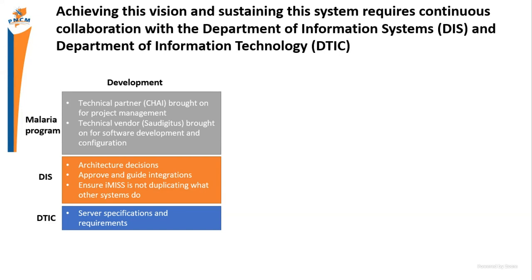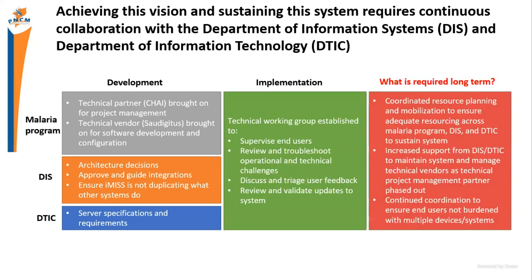In terms of development, at the malaria program with the technical partners, we have two technical partners, CHAI and South Digital. They developed all these forms and software that I presented. The Department of Information System approves architecture decisions, guides integrations, and ensures IMIS is not duplicating what other systems do. DTIC works specifically on server specifications and requirements. In terms of implementation, we established technical working groups to supervise the end users, review and troubleshoot operational and technical challenges, discuss users' feedback, and review and validate updates to the system.